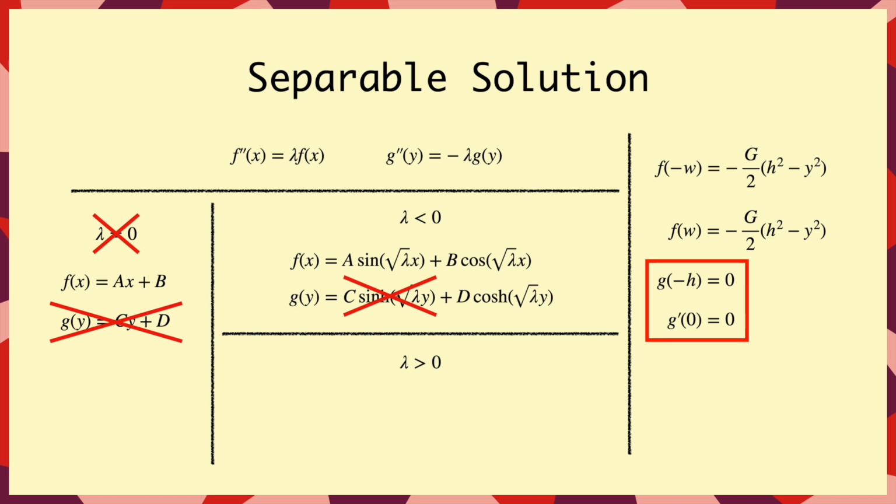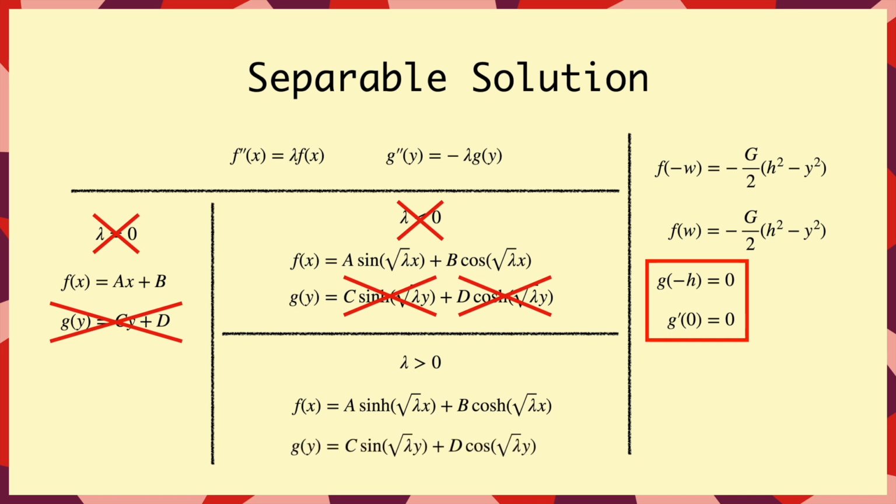And then the only way we can satisfy g of minus h equals 0 is if we have d equal to 0 as well, because cos is always greater than 0. So again, we can ignore this case. Finally then, we have lambda is greater than 0. And since we've swapped the sign of lambda, our functions f and g basically just swap round as well.